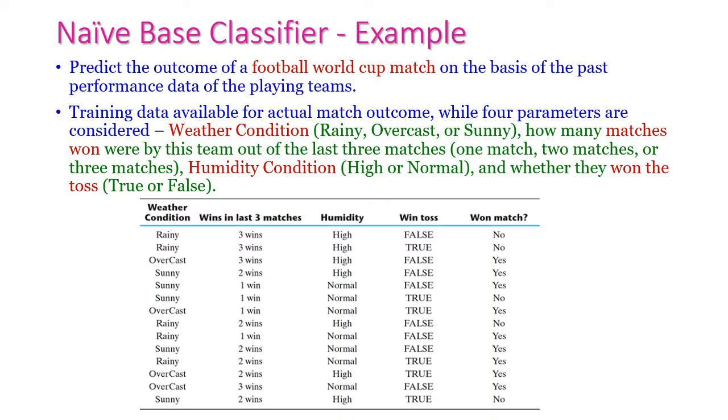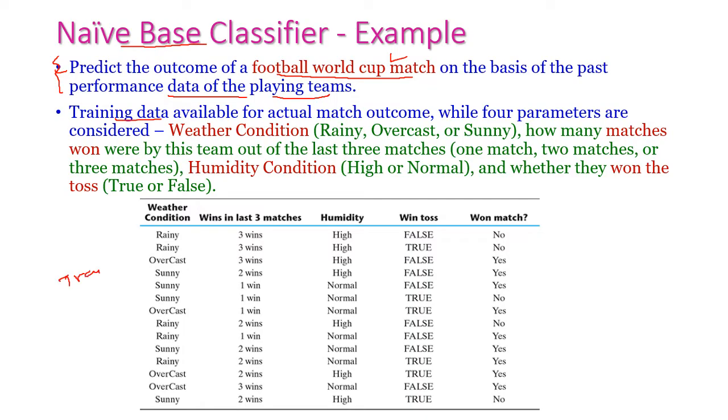And this is the example for our Naïve Bayes classifier to predict the outcome of a football World Cup match on the basis of past performance data of the playing team. Okay, this is our problem. Now the training data is given in the table.